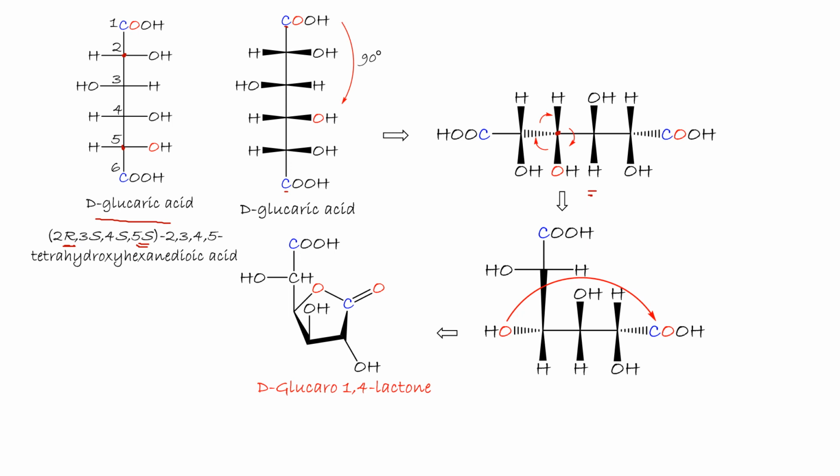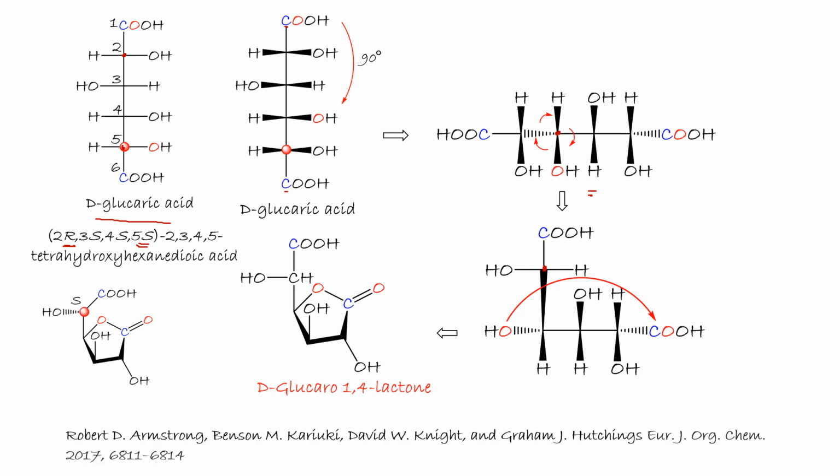D-glucaro 1,4-lactone. Remember, we did not touch the configuration of the asymmetric center on carbon 5, which is S configuration. So the structure on carbon 5 we did not change and retained S. To read more, go to European Journal of Organic Chemistry 2017, page 6811. You will find more information on the formation of this lactone.